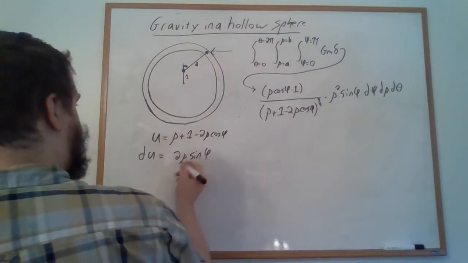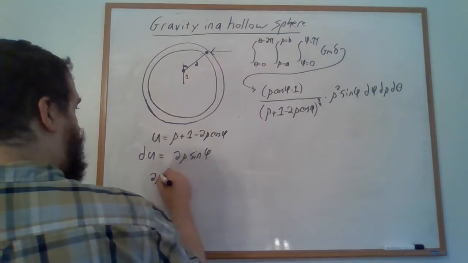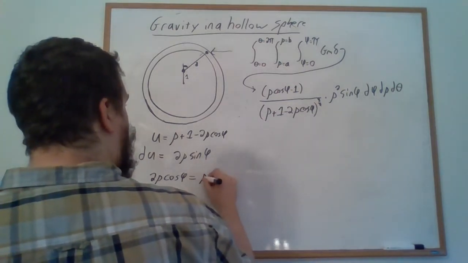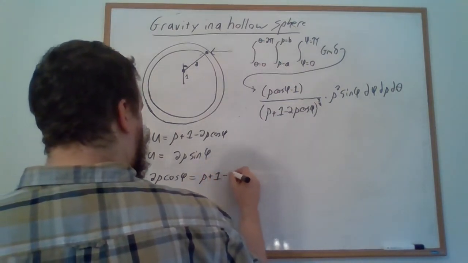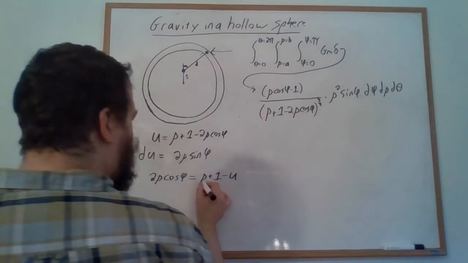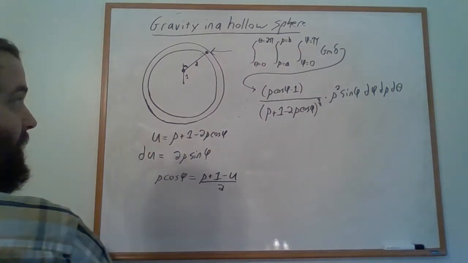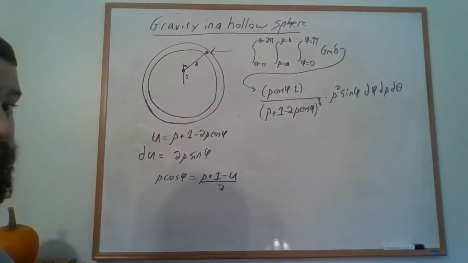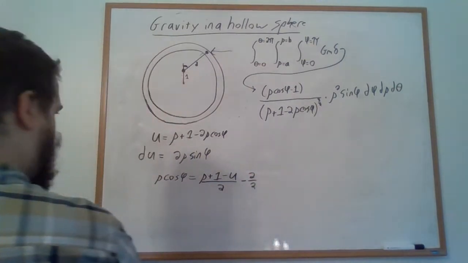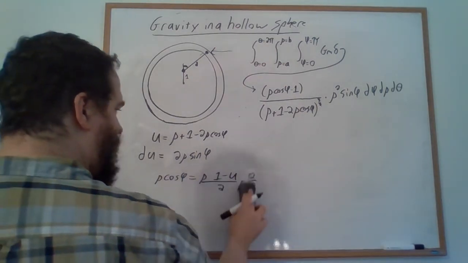Let's see. So we have that 2 rho cosine phi is equal to rho squared plus 1 minus u, right? I'm just rewriting this formula here. And then we want to divide by 2. So that's going to give us our rho cosine phi. And then actually we want rho cosine phi minus 1. So we're going to subtract 2 over 2, and that's going to switch this to a minus 1.